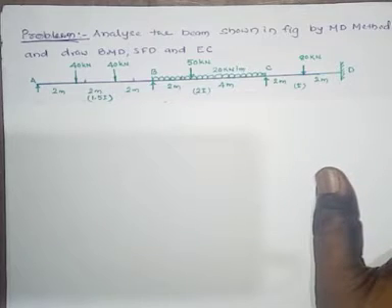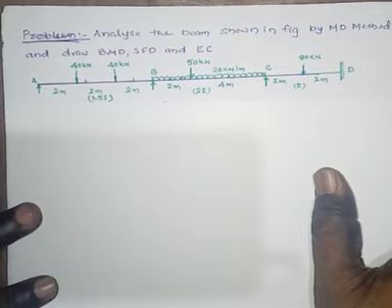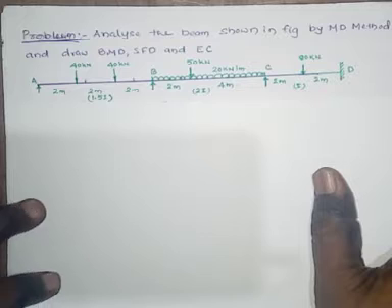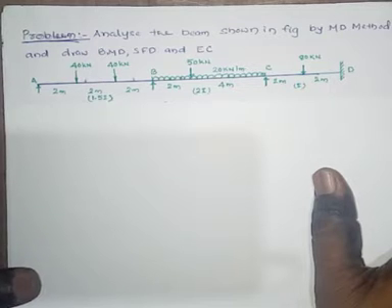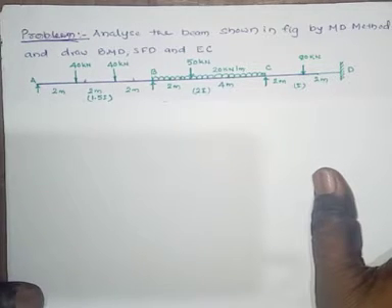Friends, so far we have studied the analysis of the continuous beams with both the ends fixed by using the moment distribution method. Now we will discuss how to analyze the continuous beam with one end on simple support and another end on fixed support. Here this is the problem.